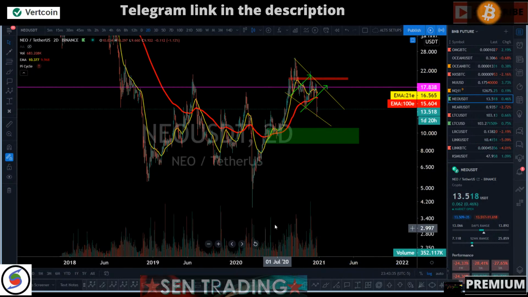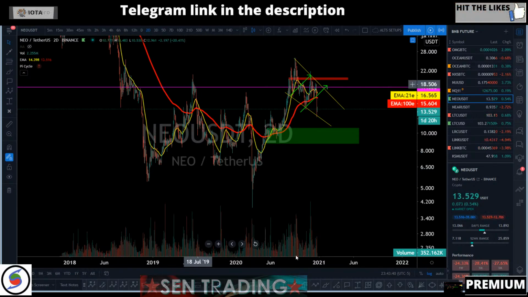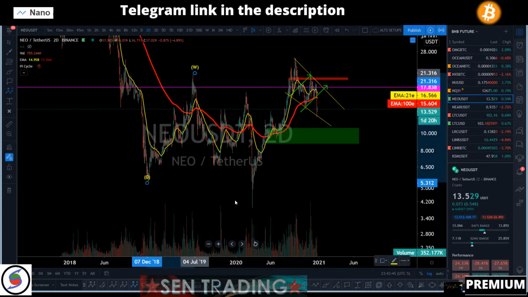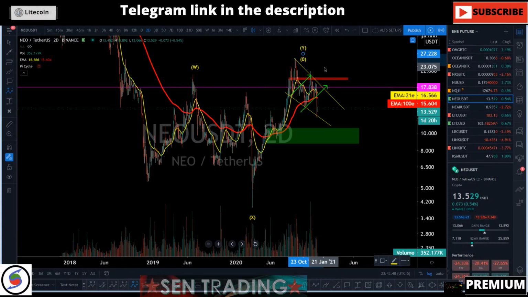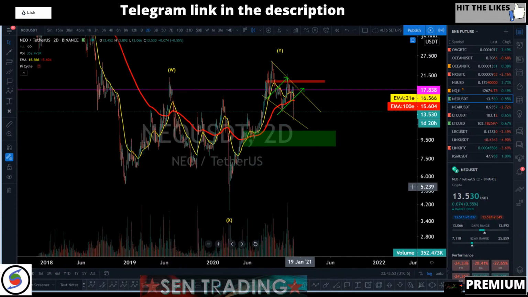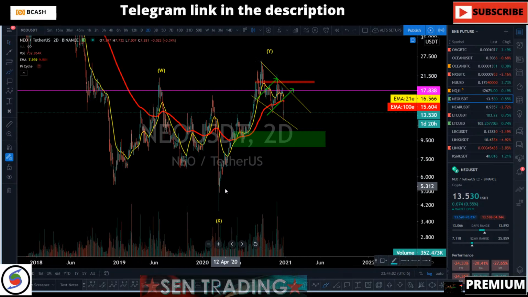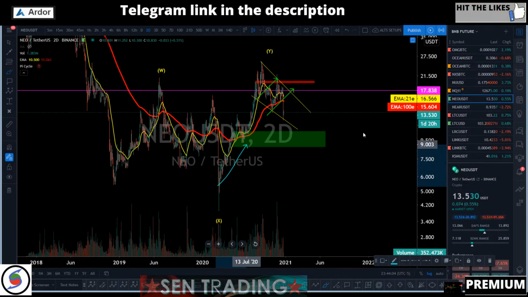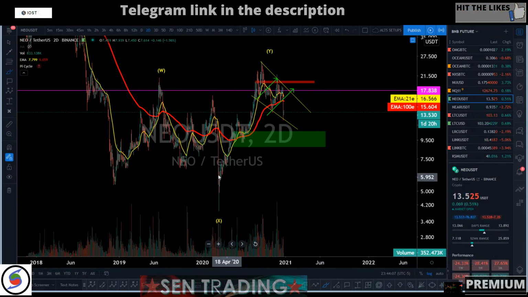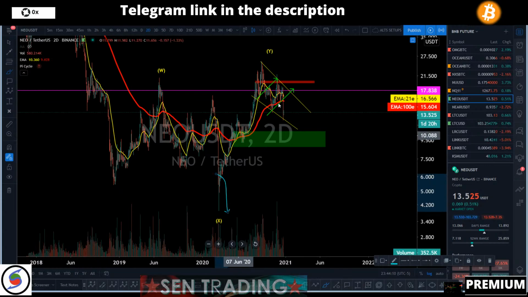But macro wise, one thing I just don't like about the structure is this move could be a possible W, X, and Y complex correction, okay? If we do not reverse, that could be a possible WXY correction. That's the same thing we've been anticipating from Ethereum, but you can see Ethereum is overextended, just like NEO, but way overextended. NEO was overextended to the downside, but not to the upside, right?